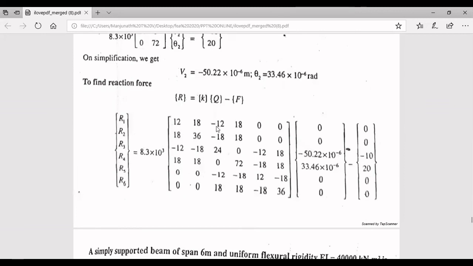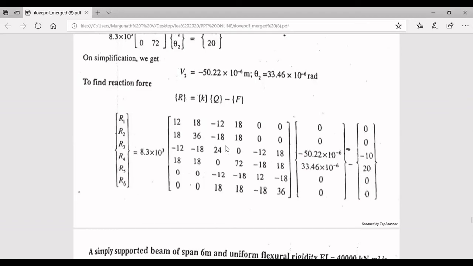Okay, we only want node number 1, so that r1 is equal to 8.3 into 10 to the power of 3 into 2, into 0, which is 0 only. Again, these values and this, which is 0 only. Only 8.3 into 10 to the power of 3 into minus 12 into minus 50.22 into 10 to the power of minus 6 minus of minus 10, which gives the r1, r2, r3 values. Again, we can get the values here, you can see r3 and r4.